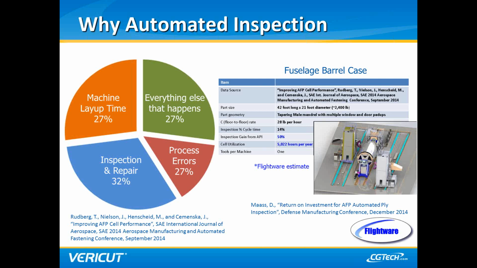So again, you're not going to completely eliminate all of your inspection time or your repair time, but if you can cut that in half, or cut that down by 40, 50, 60%, you're looking at saving or adding 15% to 30% of your overall production time.